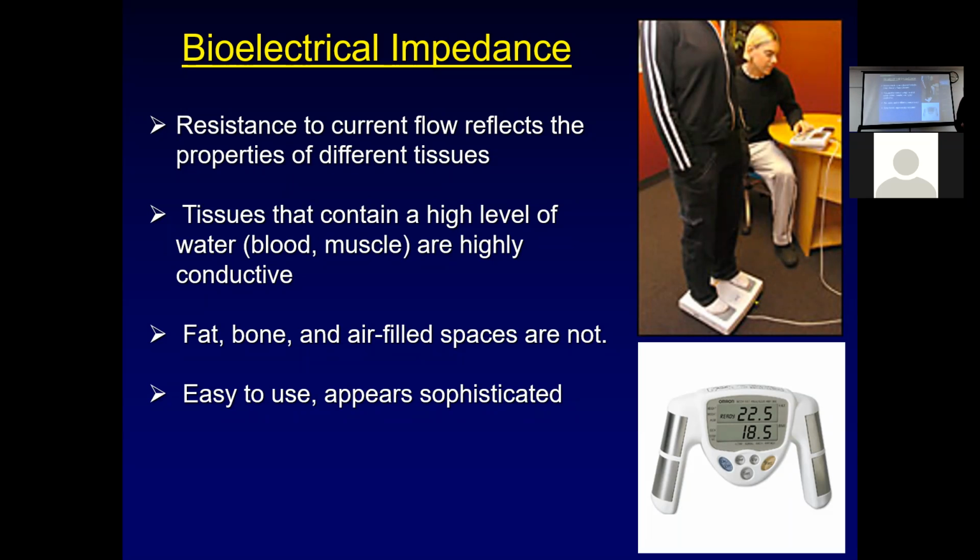You can buy these things for like 20 bucks, okay? They look sophisticated. It looks like, ooh, it's a computer, and it's going to do this and do that. But it's actually not that sophisticated, nor is it particularly accurate, okay? Of all of the ways that we try to measure body composition, this is probably the least accurate thing that we can do, okay? The least accurate.